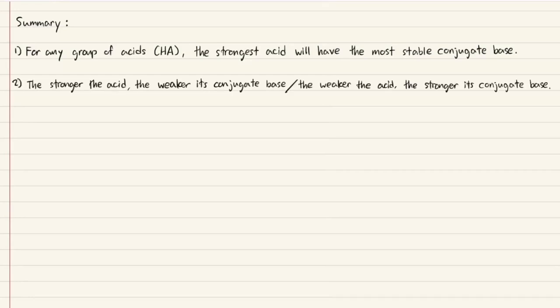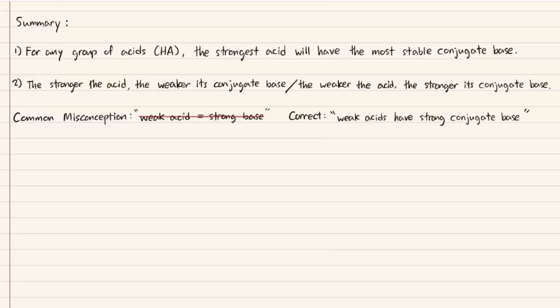However, it's important to avoid the common misconception that weak acids are strong bases. This statement is incorrect, and the proper way to say this would be weak acids have strong conjugate bases. The last thing we will cover in this video are 2 key trends that affect acidity. There are a few other trends that we won't discuss in this video, as they require an understanding of content we haven't covered yet.